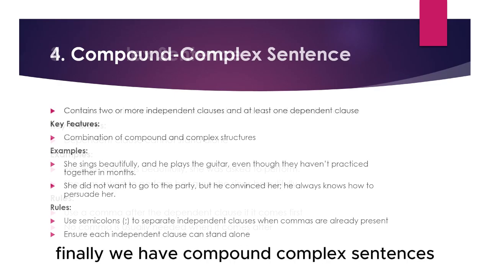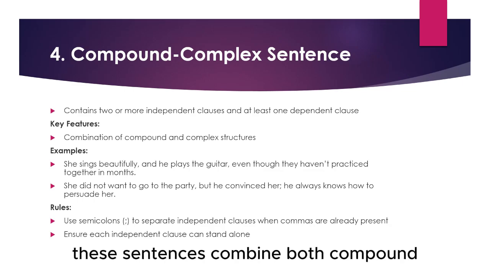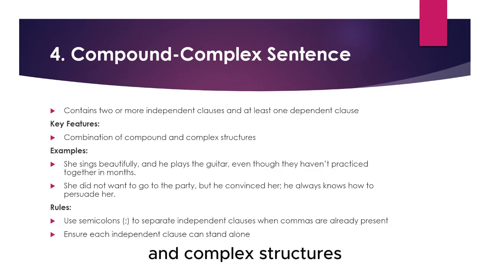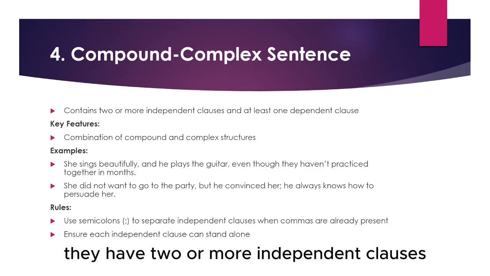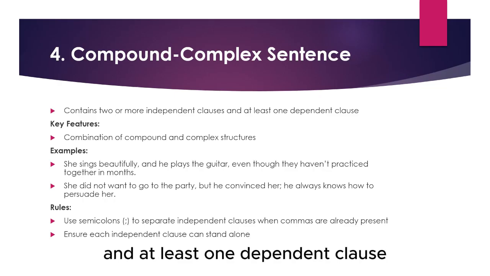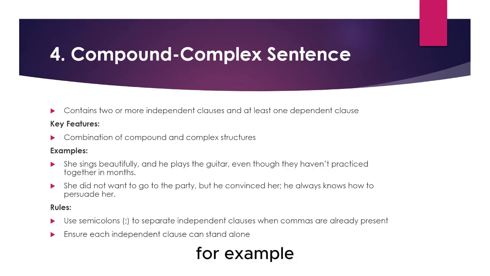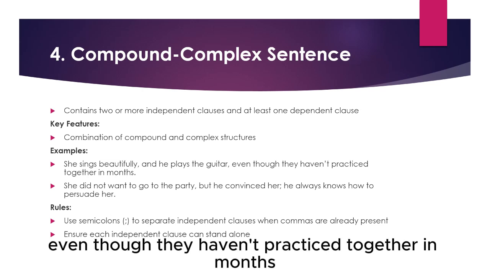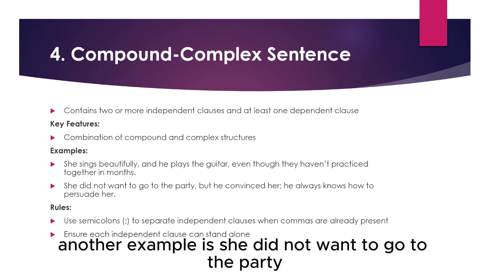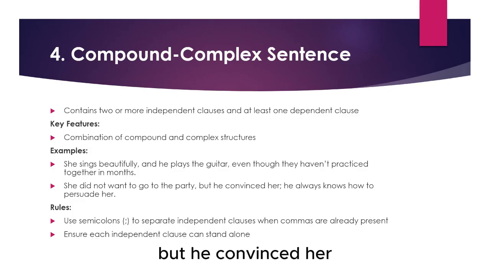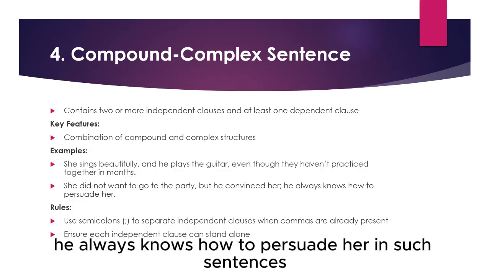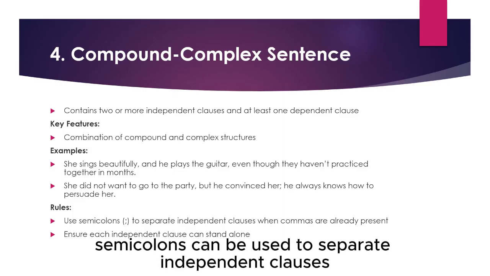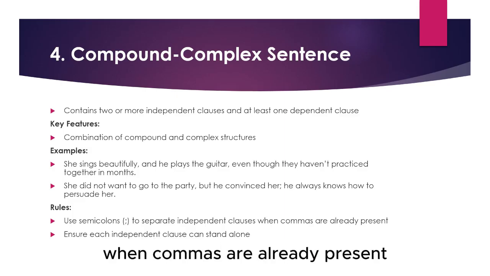Finally, we have compound complex sentences. These sentences combine both compound and complex structures. They have two or more independent clauses and at least one dependent clause. For example, she sings beautifully, and he plays the guitar, even though they haven't practiced together in months. Another example is, she did not want to go to the party, but he convinced her; he always knows how to persuade her. In such sentences, semicolons can be used to separate independent clauses when commas are already present.